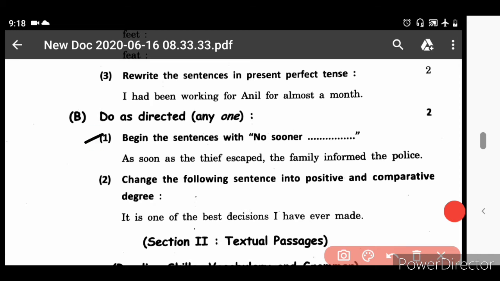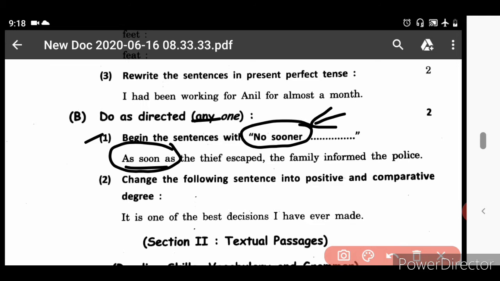Then the next question is, do as directed. Begin the sentence with no sooner. Here the sentence has started with as soon as, and you have to begin the sentence with no sooner. You have to learn the rules of no sooner and as soon as. Many times they ask questions on this topic.